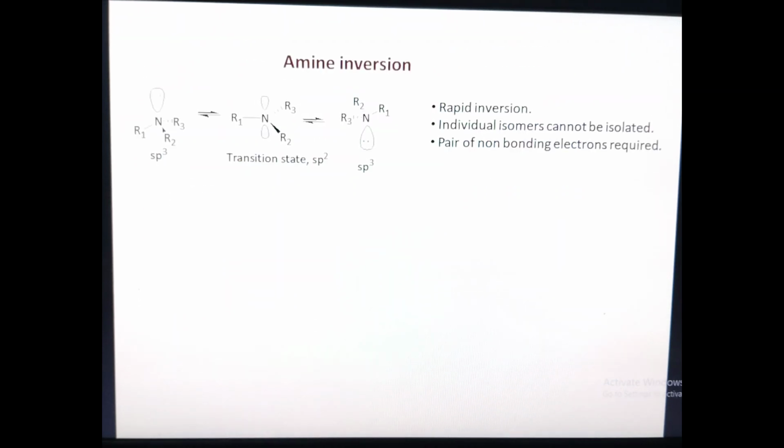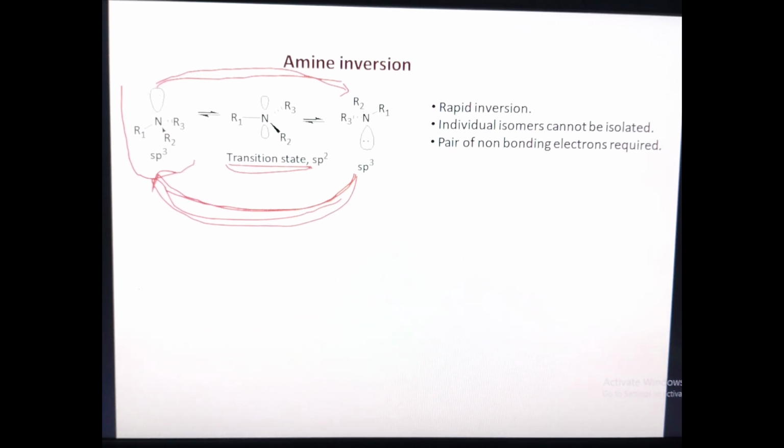The next topic is amine inversion. In amine inversion, the amine is always in the inversion state. This is an sp3 hybridized nitrogen. This is always converted to this state, meaning a rapid inversion takes place through this transition state, and again this will invert to this form. These two states are sp3 hybridized, and this transition state is sp2.